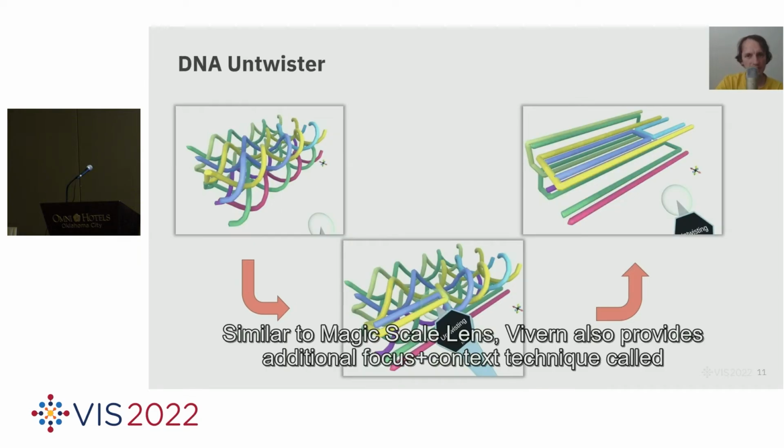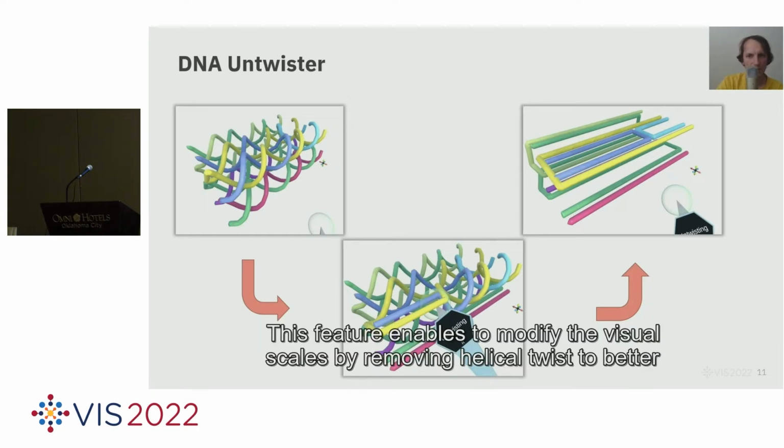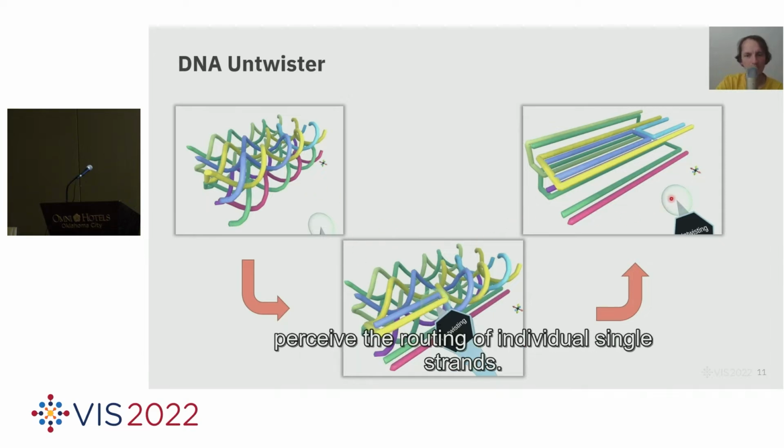Similar to Magic Scale Lenses, Vivern also provides an additional focus plus context technique called DNA Twister. This feature enables to modify the visual scales by removing helical twist to better perceive the routing of individual single strands.